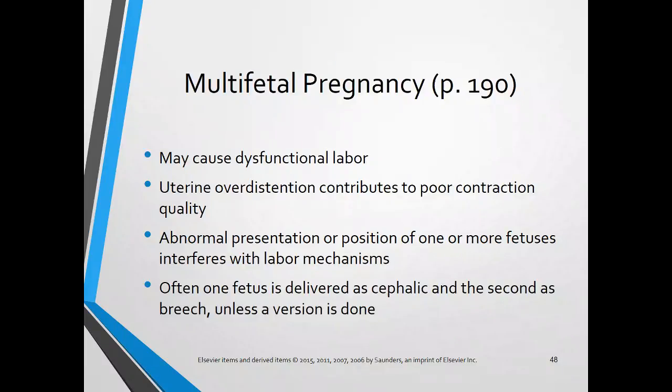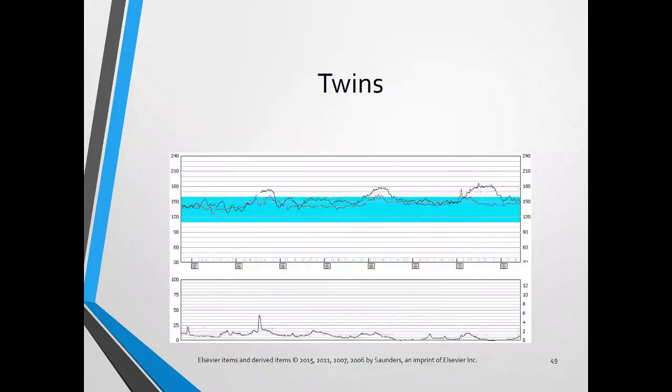And then another reason for dysfunctional labor is when there's multifetal pregnancy. So there's uterine overdistension, contributes to poor contraction quality, abnormal presentation. Often one fetus is delivered cephalic, and then the second one is breech, unless the version is done. Here's a picture of what it looks like on the monitor for twins. So you're going to see heart tones for both infants. This one is not in sync, but sometimes looking at it, they are very in sync, which is actually kind of cool to see.